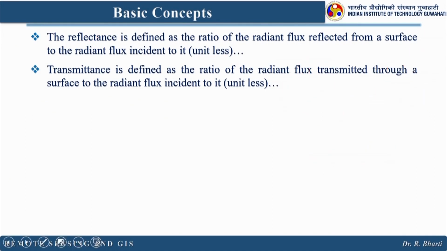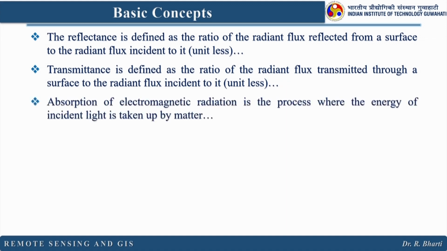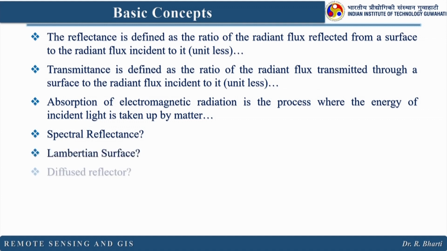Then the next one is transmittance, which is defined as the ratio of the radiant flux transmitted through a surface to the radiant flux incident on it, right. Then absorption of electromagnetic radiation is the process where the energy of incident light is taken up by the matter. And then there are a few concepts you need to understand: spectral reflectance, Lambertian surface, diffuse reflector.